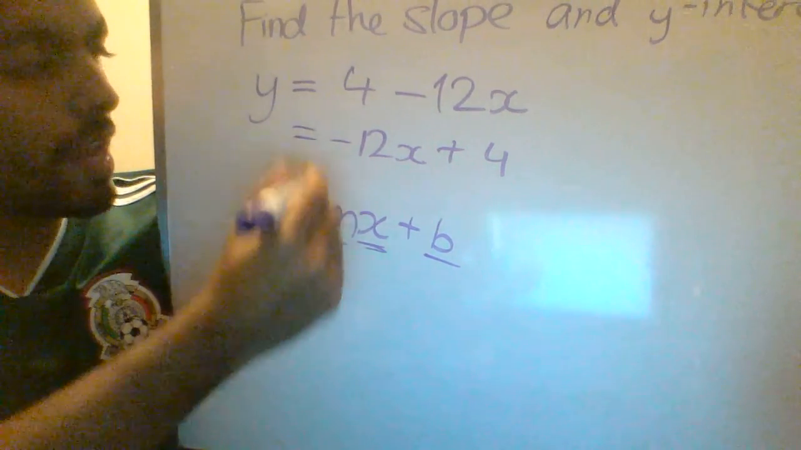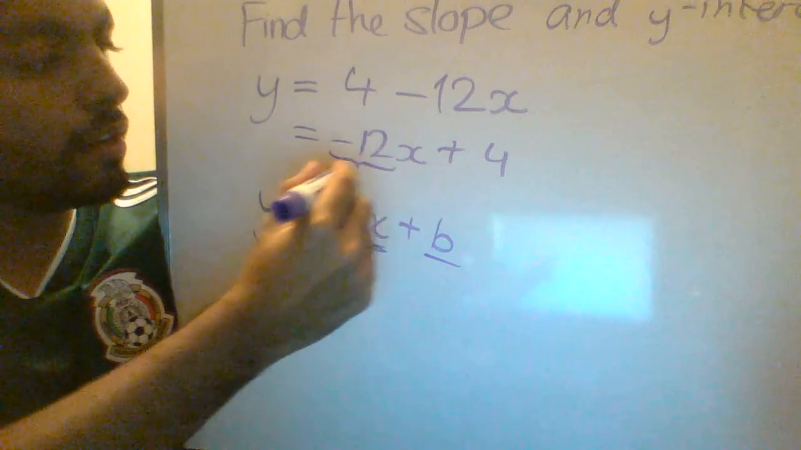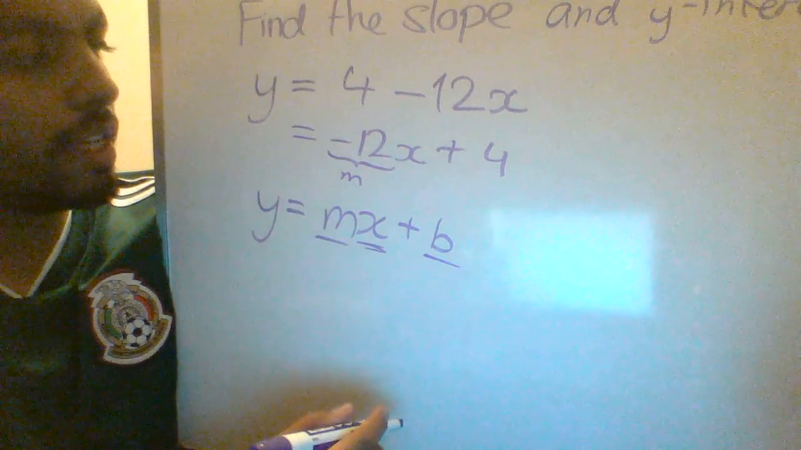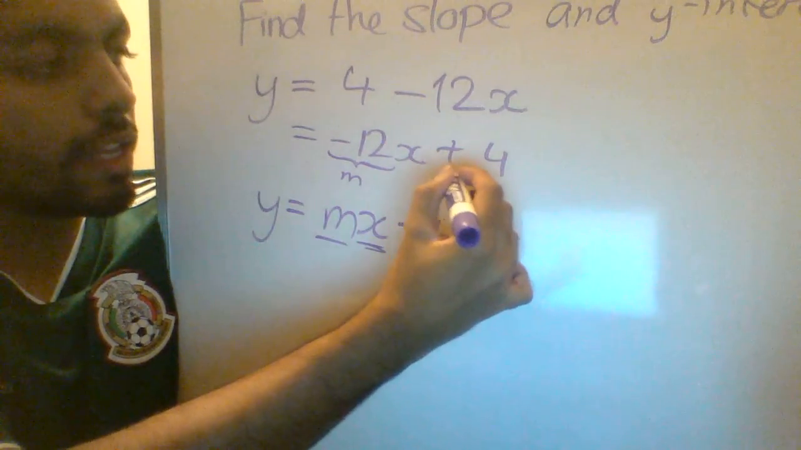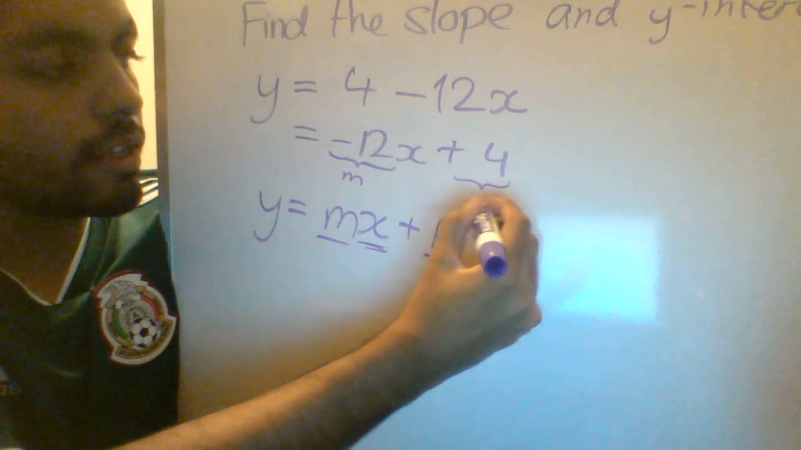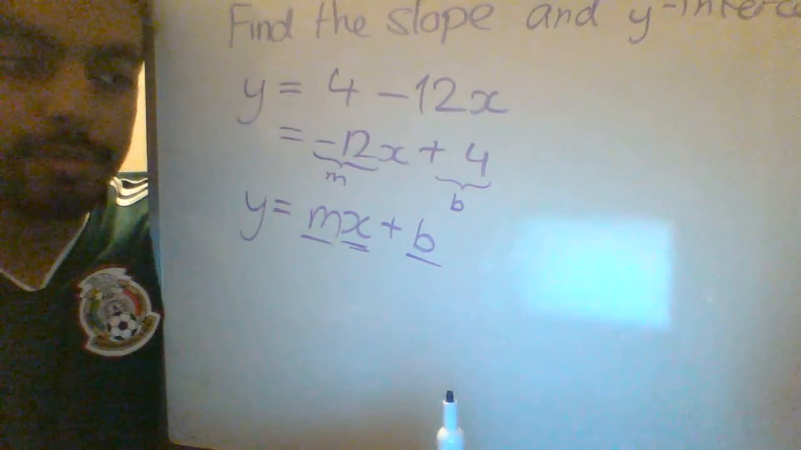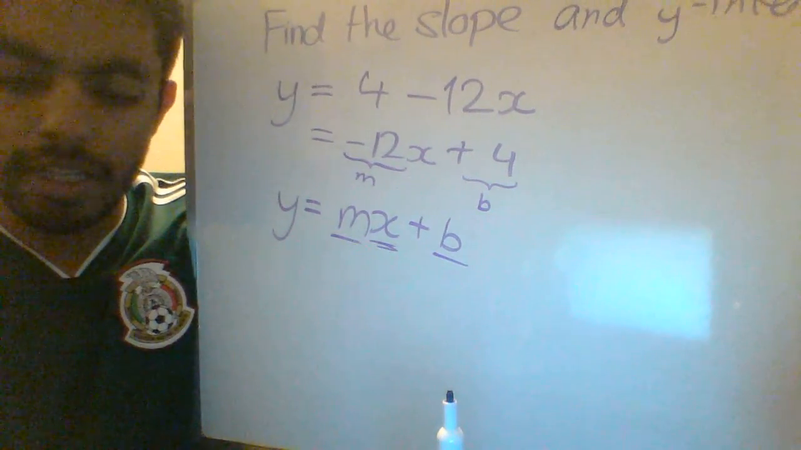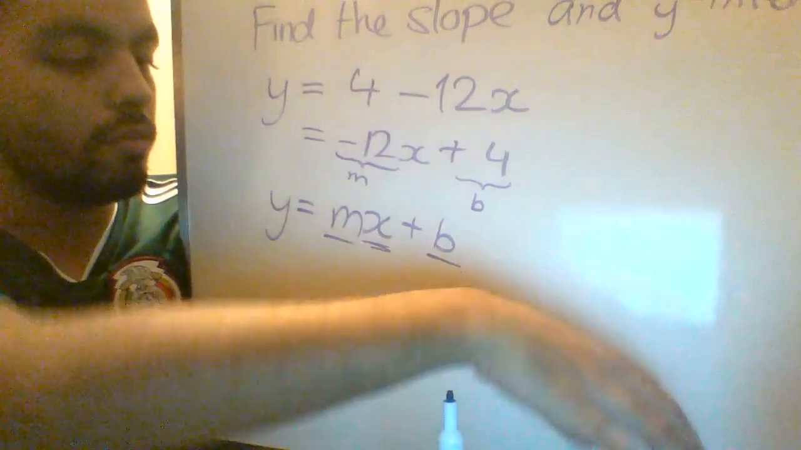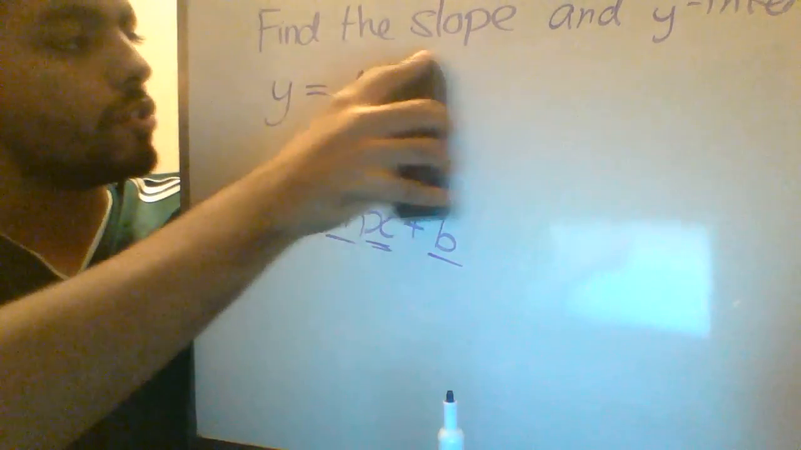So that means your m is right here. This is your slope. m is negative 12. And then your y-intercept is positive 4. All right, hopefully that's making sense. If I'm going too fast, just rewind.